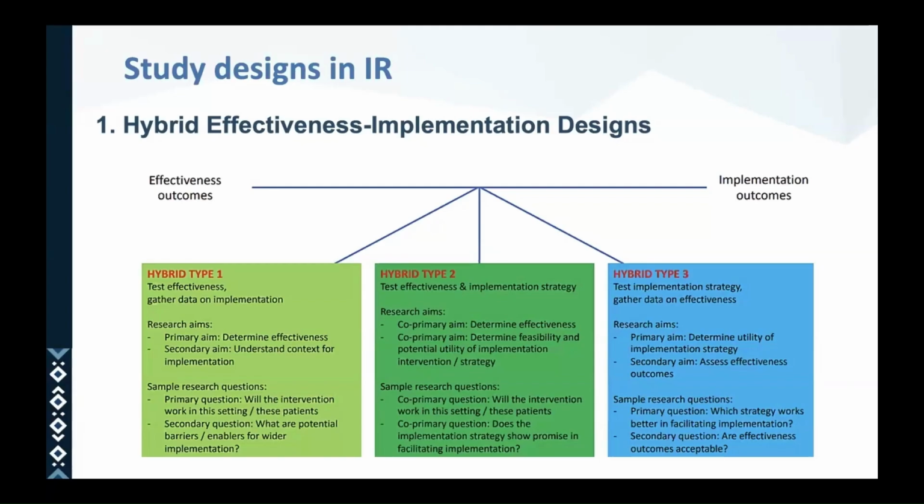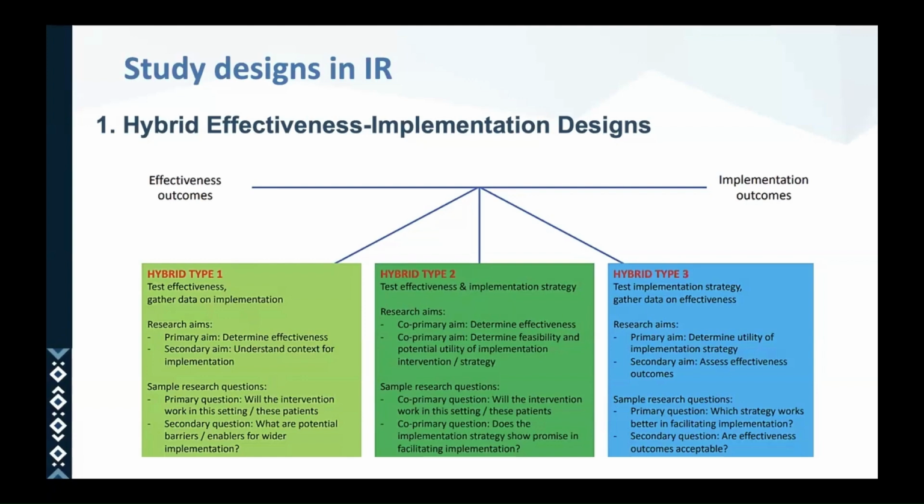So for the hybrid type 1 design, the focus is to test the effectiveness of the intervention. The primary aim is to determine effectiveness, and the secondary aim is to understand the context for implementation. For example, the sample research questions here: will the intervention work in this setting or for these patients? And a secondary question: what are potential barriers or enablers for wider implementation? So this is a type 1 hybrid design.